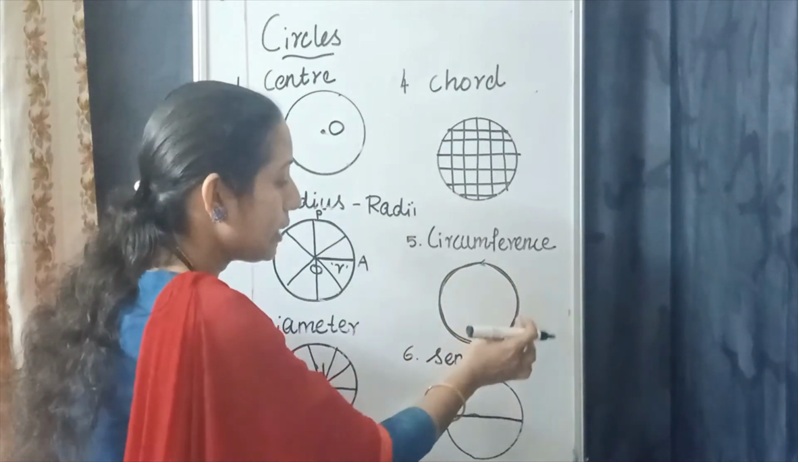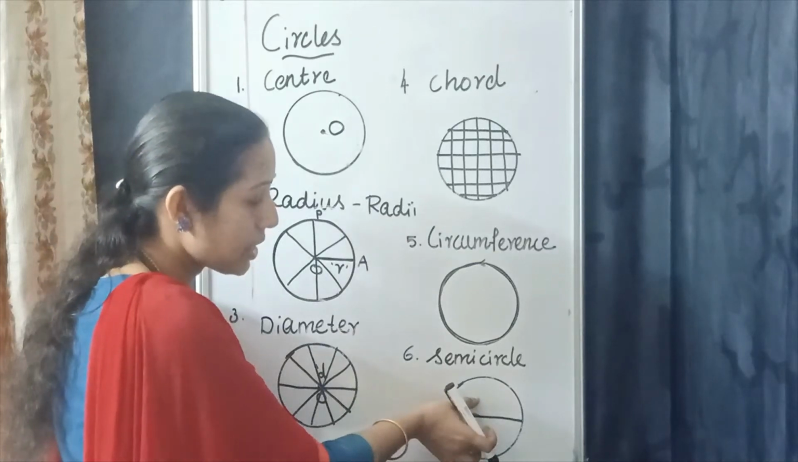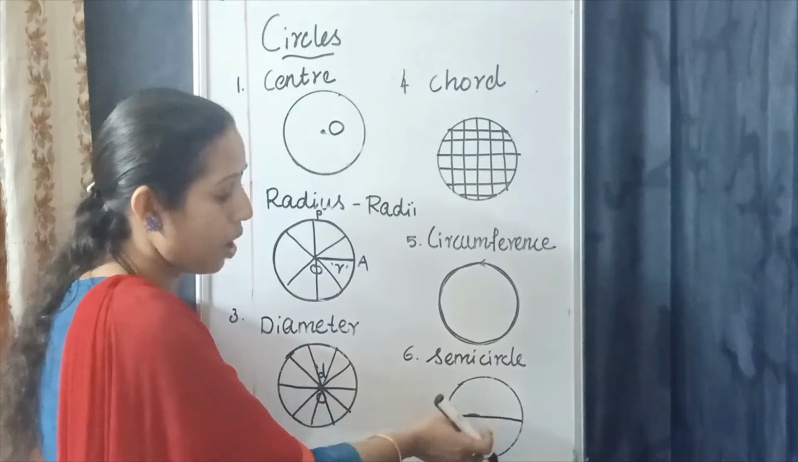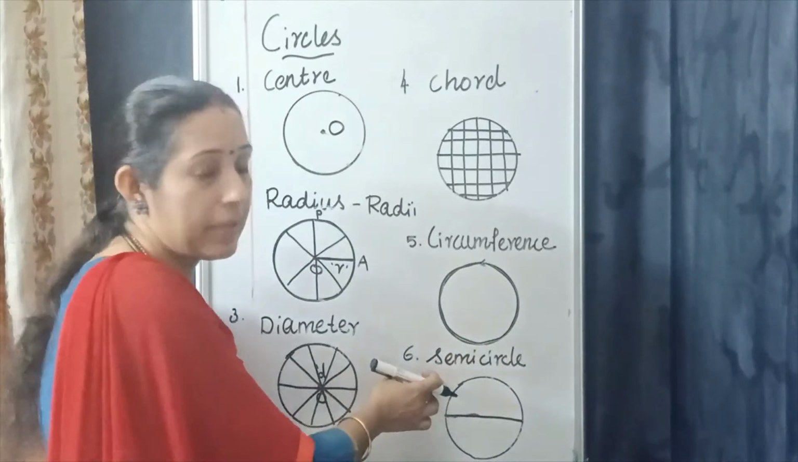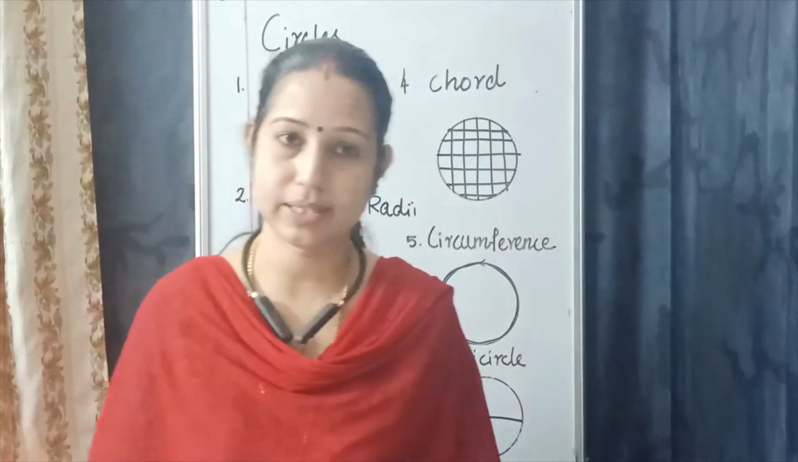Circumference: the total length of the circle is called the circumference. Then half of a circle is called the semicircle, which means the diameter divides the circle into two halves. Each half is called a semicircle. So these are the different parts of a circle.